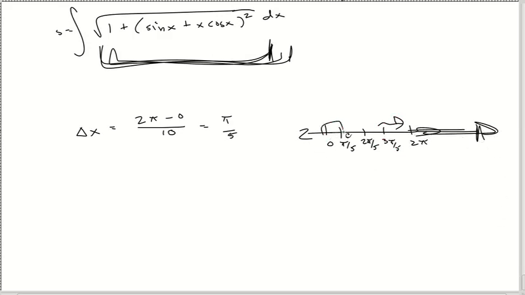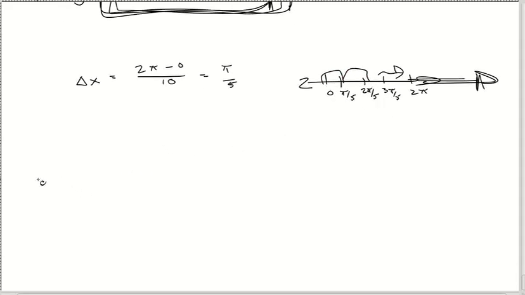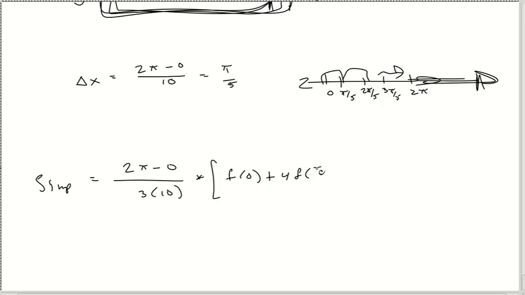So we're going to be using these numbers here, 0, pi over 5, 2 pi over 5, etc., all the way down for our Simpson's rule. 2 pi minus 0 all over 3 times 10, and here we go. I've got f of 0 plus, again, 4 f of pi over 5 plus 2 f of 2 pi over 5 plus 4 times f of 3 pi over 5, 4, 2, 4, 2, 4, 2, 4, 2, 1, and then you're done.